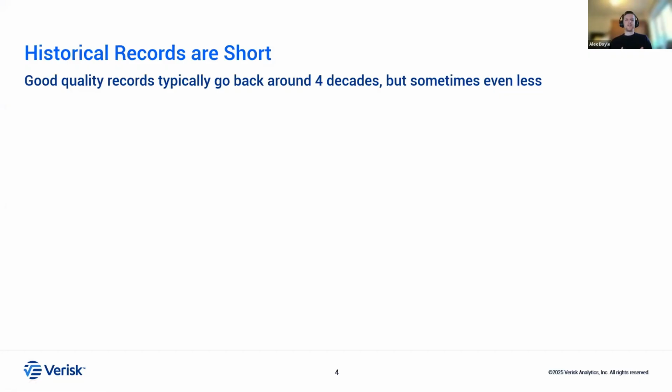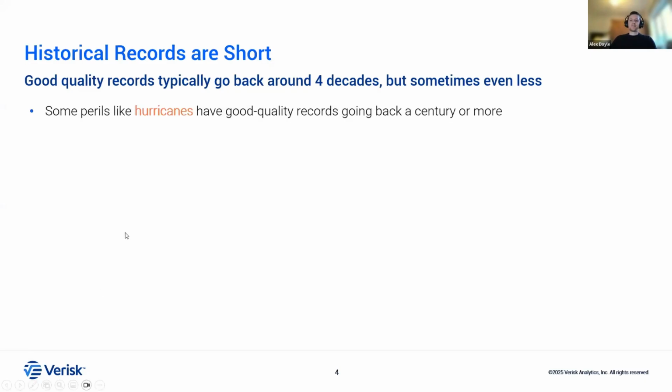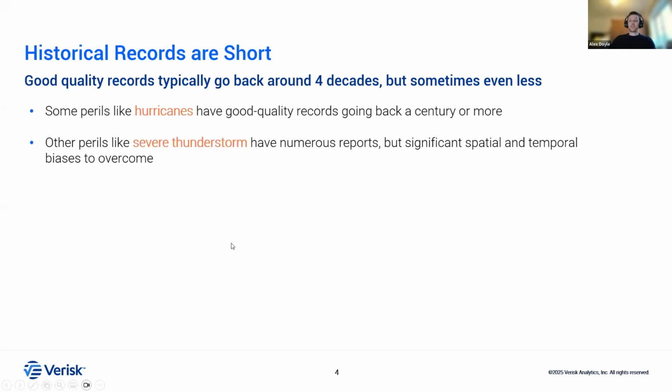Now, historical records vary greatly depending on the peril. But generally, we don't have a lot of confidence in a spatially complete view of risk until the post-satellite era, around 1979 and afterwards. Some perils, like hurricanes, are our best case scenario. We almost have a century of reports for this peril. But for some other perils, such as severe thunderstorm, for example, we have numerous reports, but there are significant spatial and temporal biases to overcome even to this day. And robust records go back a few decades at most, despite there being numerous in number.